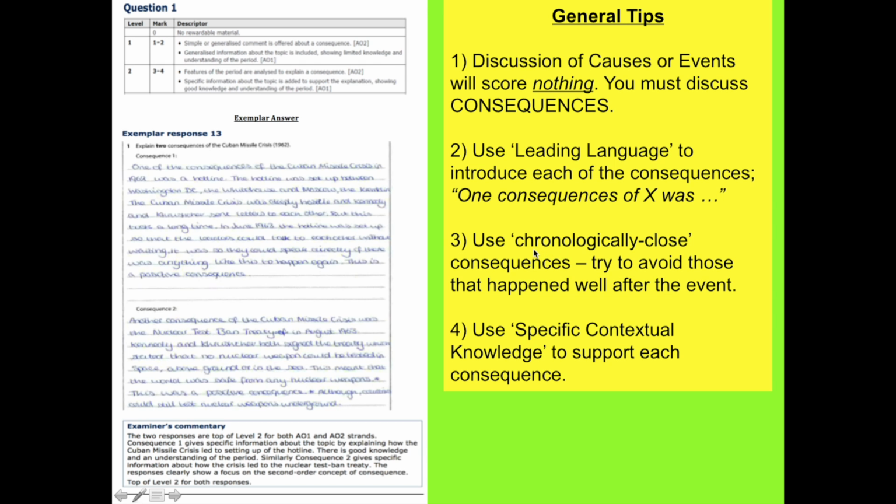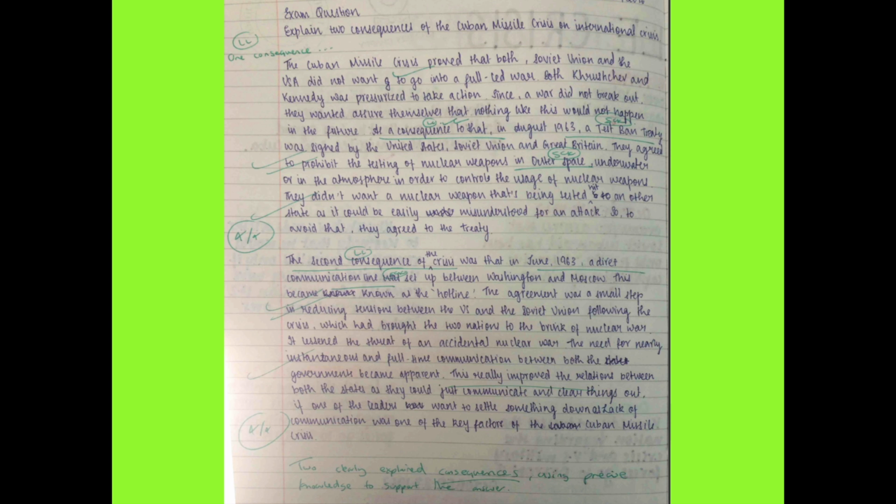I would use chronologically close consequences and try to avoid talking about consequences that happened well after the event. For instance, if you're talking about the Cuban Missile Crisis, trying to discuss SALT 1 or SALT 2, whilst they may be distant outcomes of the Cuban Missile Crisis because it subsequently leads to detente, they're very chronologically distant, and it's going to be very difficult to make that stick. So use chronologically close consequences as and where possible, and use specific contextual knowledge or AO1 to support each consequence. If you don't, you won't get top marks.